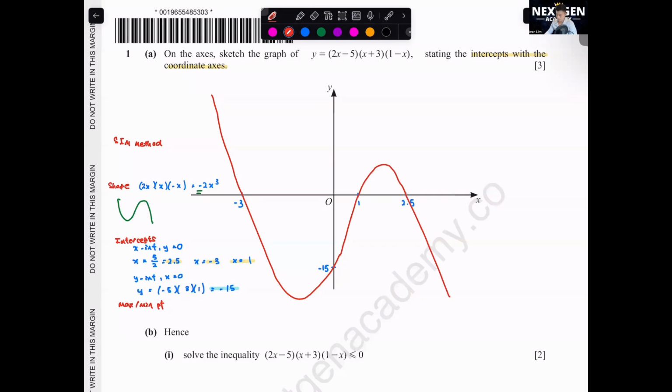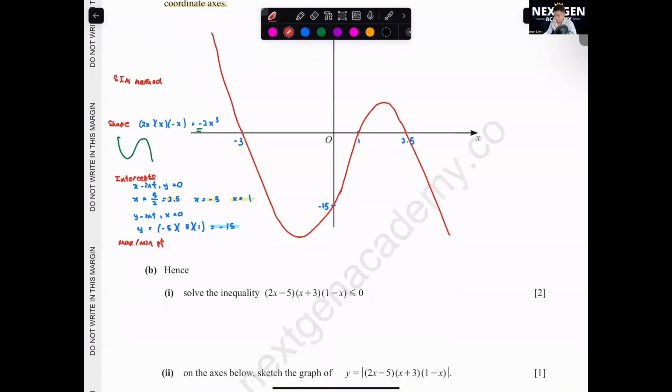Okay, try to draw it as smooth as you can. Okay, all got it? 3-mark question. So where to get the 3 marks? Your x-intercepts, your y-intercept, and then the shape. If you all are marking it, that's the 3 marks that you all will be getting.